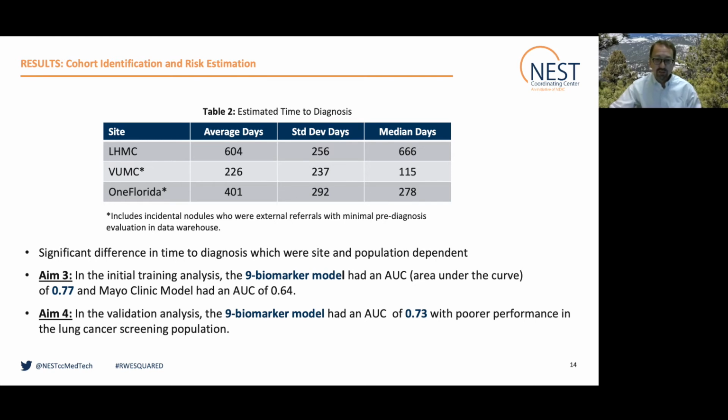As we look at that initial analysis using some machine learning methods, the biomarker model had an area under the curve of 0.77, and that compared to the Mayo model estimate of risk of 0.64. In the validation analysis of the same biomarker held to the initial training values, AUC dropped, not a lot, but slightly to 0.73, with much poorer performance occurring in the lung cancer screening population.